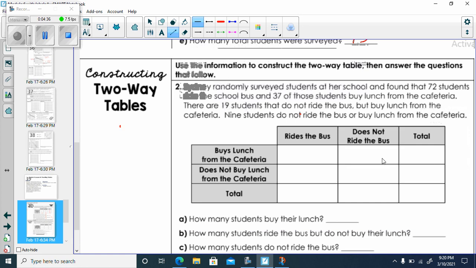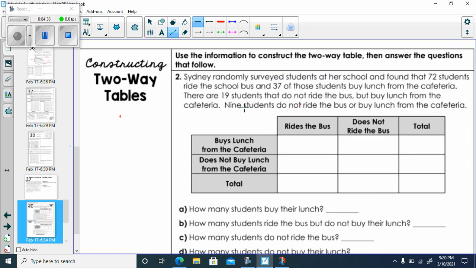So let's try this one. Now we're going to fill it in as we go. Sidney randomly surveyed students at her school and found that 72 students ride the school bus. Okay. Here's our column, rides the bus. So this is about riding the bus and buying your lunch. The total number that ride the bus was 72. 37 of those 72 students buy lunch from the cafeteria. So those who ride the bus and buy their lunch, there's 37 of those.